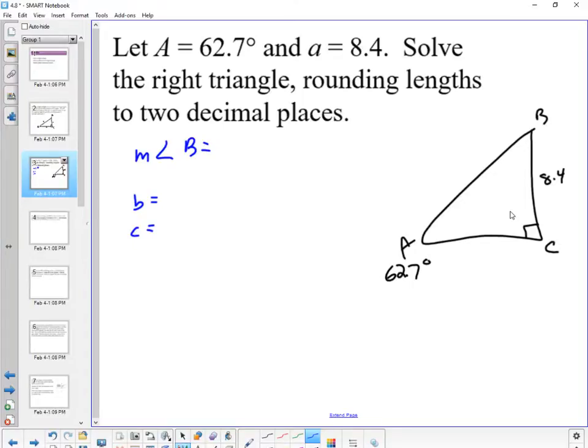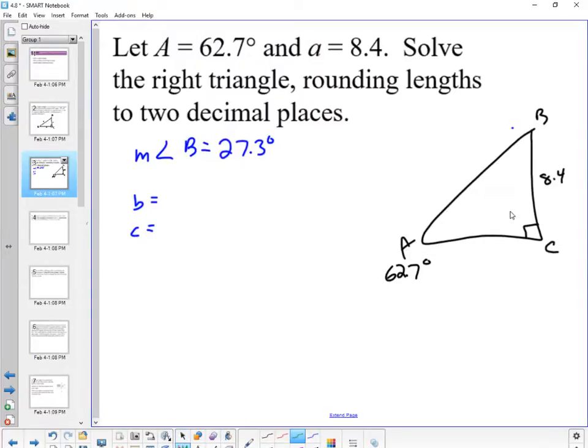Now, how can I find angle B? You do 180 minus 90 minus 62.7. That's a lot of work, but yes, that would work. I do know that this is 90, so these two should also make 90, correct? So I could just do 90 minus 62.7. You're correct. That will get you there as well. So what is 90 minus 62.7? 27.3. All right, cool.